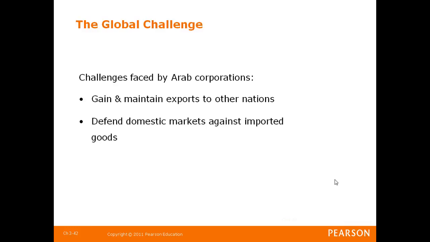Now, one of the global challenges faced by Arab corporations is to gain and maintain exports to other nations. At the moment, we are doing a lot of import. We are importing many products, but there is more and more attention for becoming more producing economies, and exporting our products to the rest of the world, and also to defend the domestic markets. So how can local suppliers, local businesses compete with the powerful brands of international businesses?